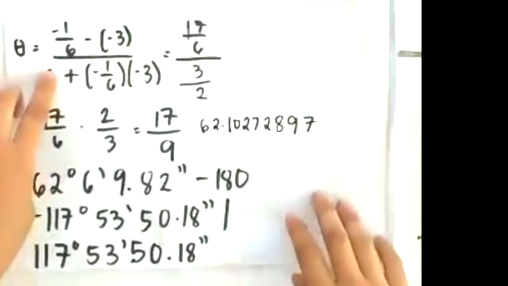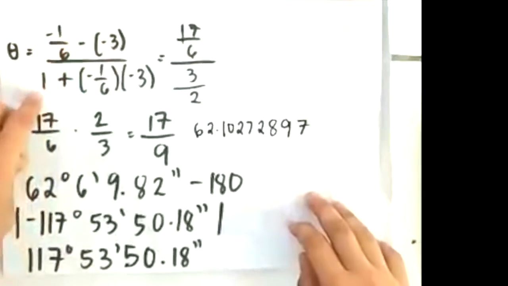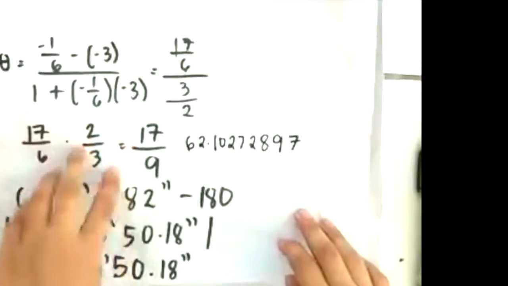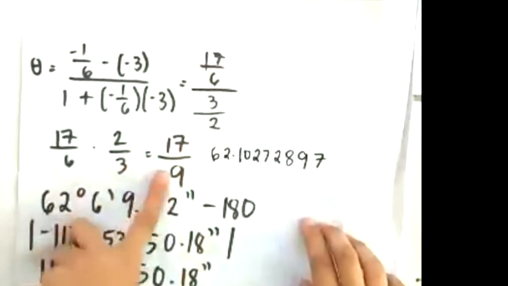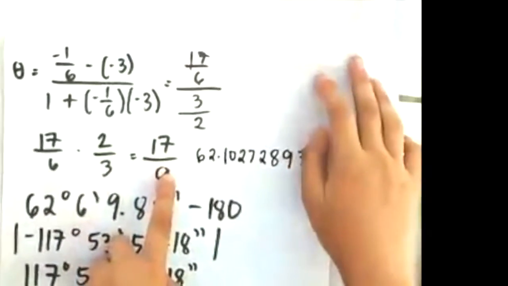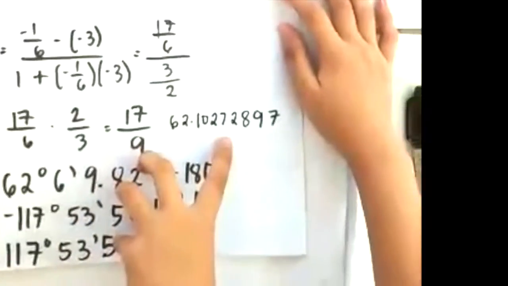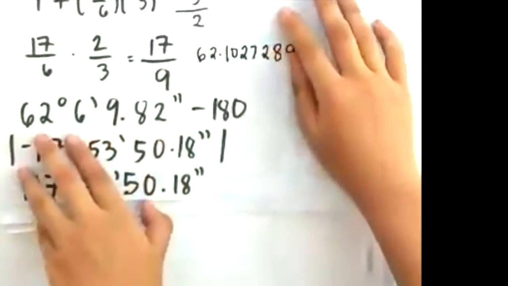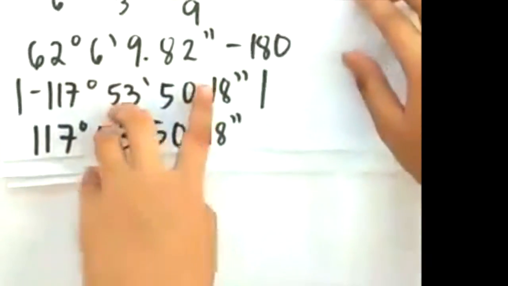Negative 1 over 6 minus negative 3 is equal to 17 over 6 over 1 plus negative 1 over 6 times negative 3 is equal to 3 over 2. Get the reciprocal of the denominator, then solve. To get the angle, press 17 over 9 on the calculator, then you will get 62.10272897. Then press the degree button to get 62 degrees 6 minutes 9.82 seconds.